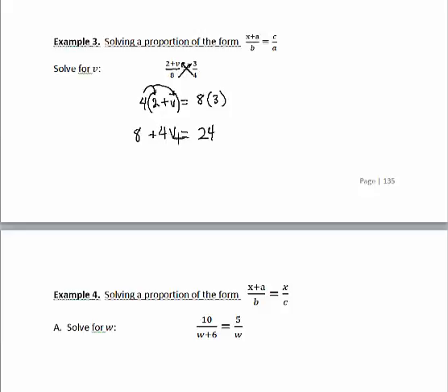The v is only on the left, and so we need to rid the v of the 4 and the 8. And the first step would be to subtract the 8 from each side. 24 minus 8 gives us a 16. And finally, we've worked it down to a one-step equation. We divide both sides by 4. The 4's cancel on the left, and we end up with v equals 4.